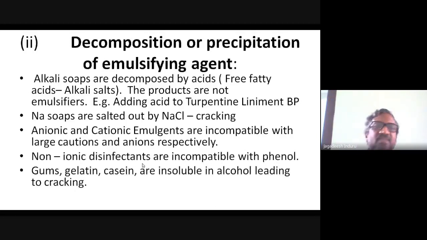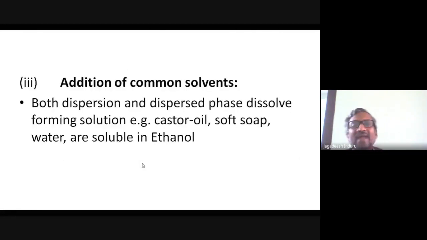The third one is addition of a common solvent. You are adding a solvent that solubilizes both the dispersed phase and the continuous phase. Say for example, you are adding alcohol to a castor oil emulsion. It contains castor oil, soft soap and water, all soluble in ethanol, so cracking will take place. This is another problem that decreases the stability.